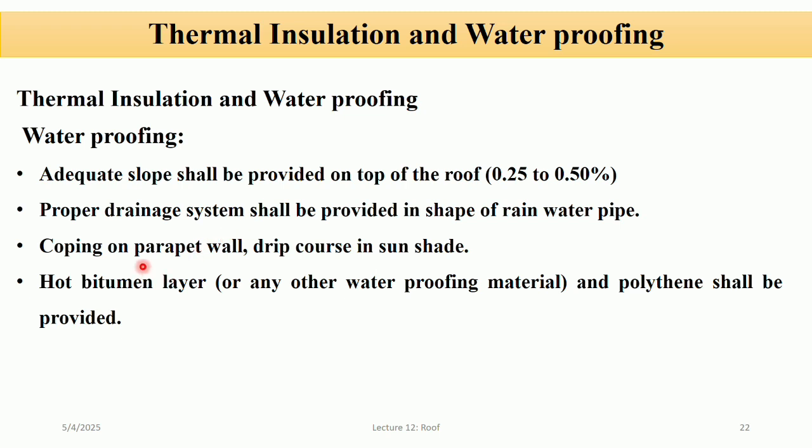Coping is the protective top layer placed on the parapet wall to prevent water from entering the wall. It has a slope or curved surface to shed rainwater away from the wall. And a drip course is a small groove or projection under sunshades or chajjas. It stops rainwater from clinging to the surface and flowing back into the walls, directing it to drip off cleanly.